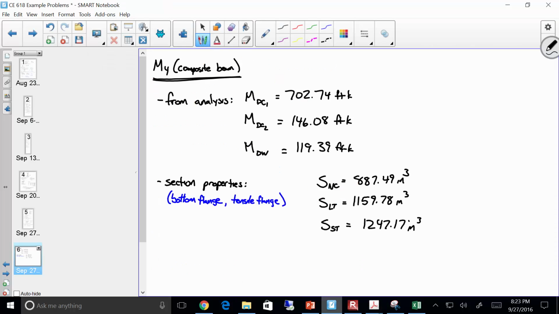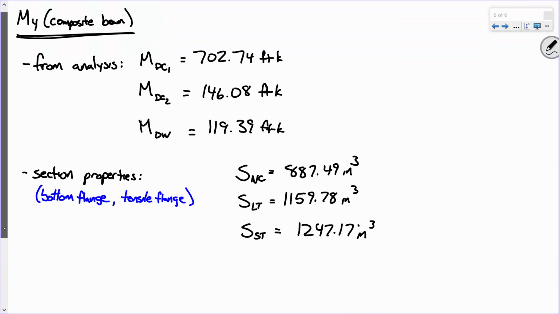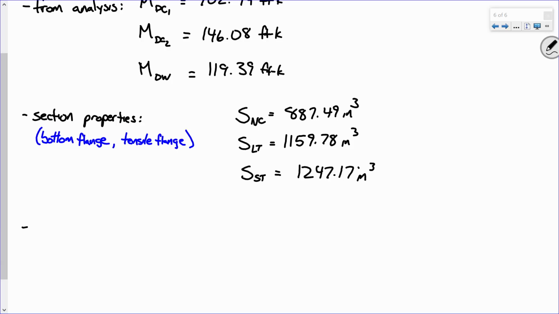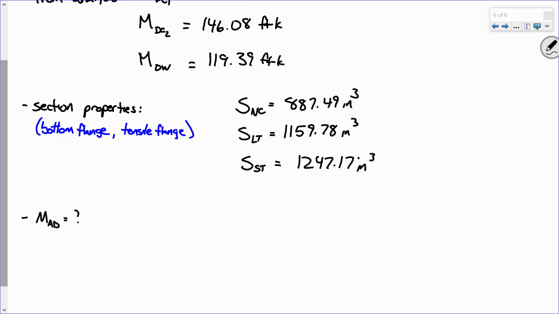All right, so let's go and solve for MAD. Here's our expression. We have that the yield stress has got to equal MD1 over SNC, plus MD2 over long-term, plus MAD over short-term.